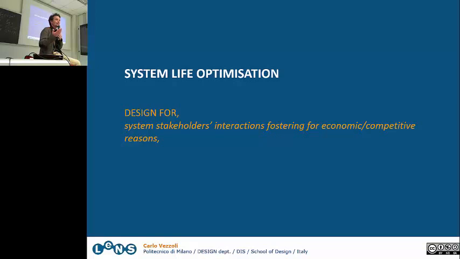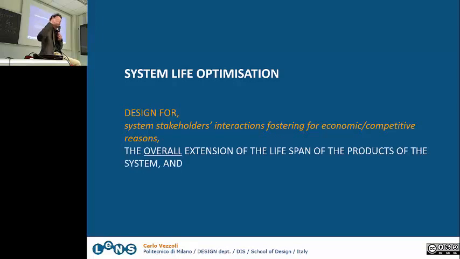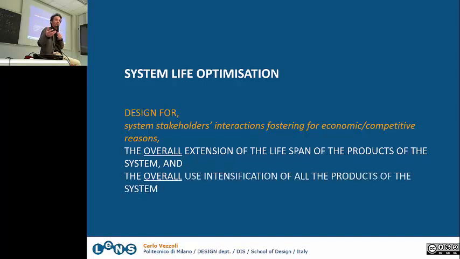You remember what system life optimization of product was about? The producer, the manufacturer, designs something that lasts long, so as to extend the life of the product or to intensify the use of the product, so that the product is used in a more intensive way. Not just one product, but the sum of the products being part of a system.